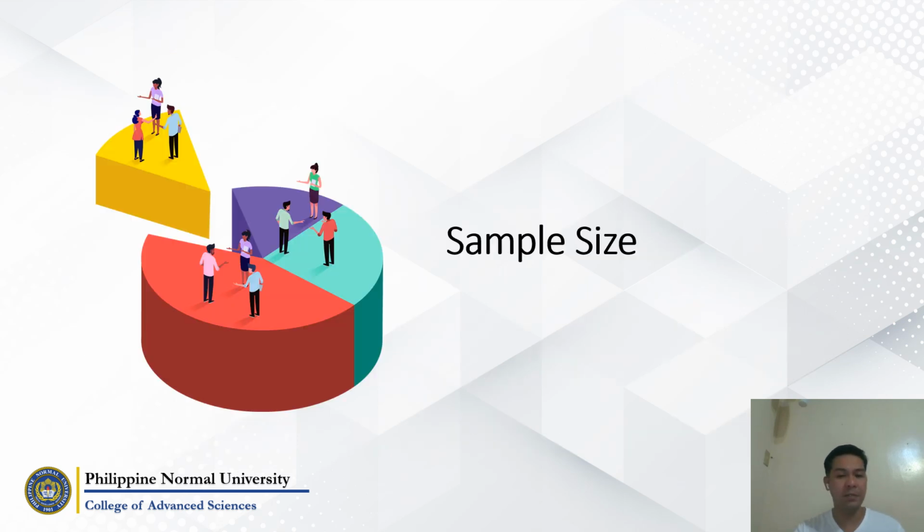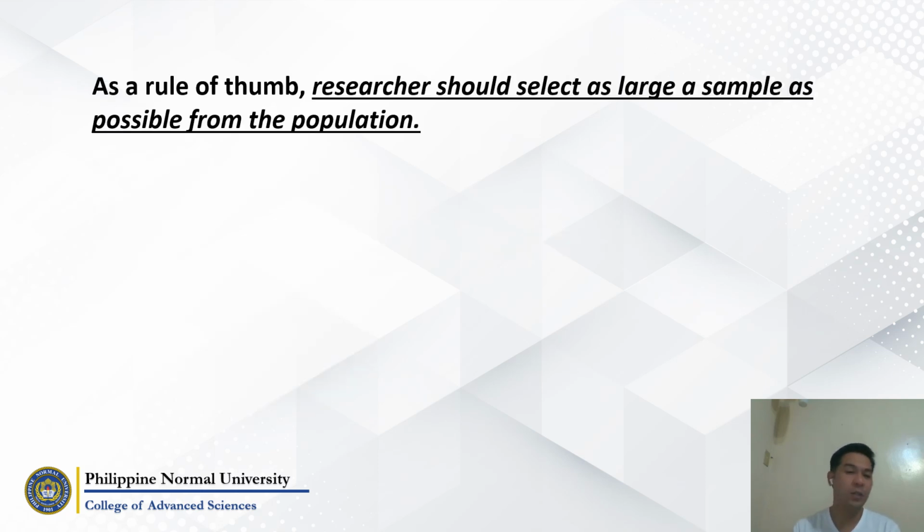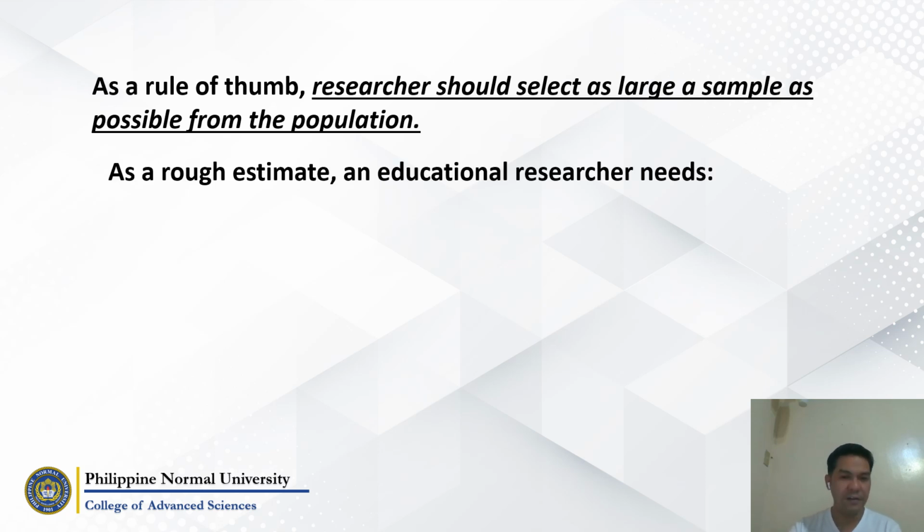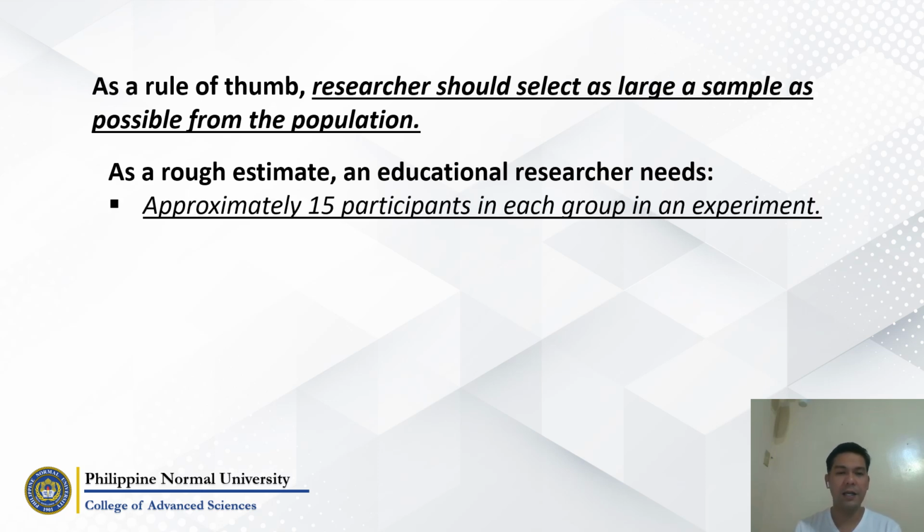Now, how do we determine the sample size for your study? As a rule of thumb, according to Creswell, researchers should select as large a sample as possible from the population. As a rough estimate, an educational researcher needs approximately 15 participants in each group in an experiment. So, for example, if you have a control group and an experimental group, you have 15 participants for the control group, and you have also 15 participants for the experimental group.